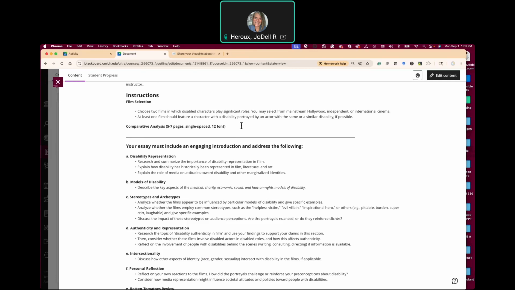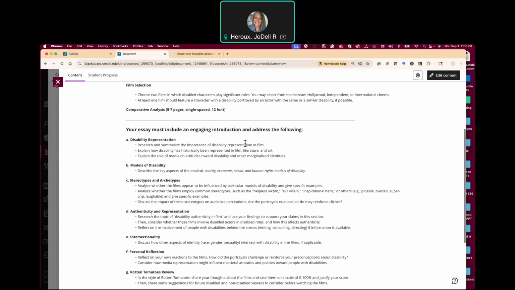There's a couple of really good ones out there, but one of the pieces of the analysis that you're going to engage in will be to talk about whether the disabled character is in fact disabled or not in real life. Again, it's great if you can find a film that has a disabled actor in it, but if not, that's okay. It's not a requirement. I just want you to be thinking about it.